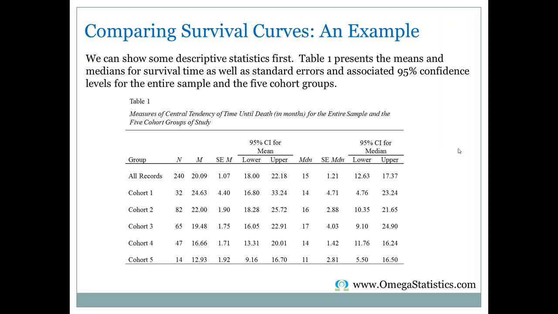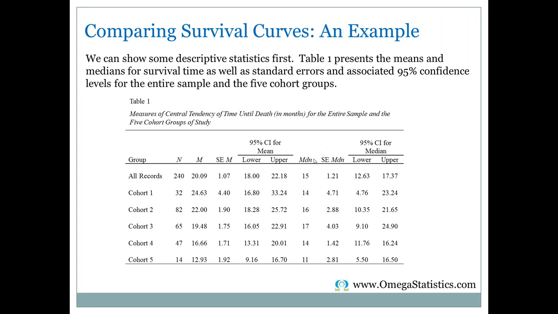This table has means and medians for survival time. So here's all our records that had an event. These are only the ones that had the event, death. So there were 240 records that had a death. There's our means, standard errors of the means, and we have our confidence intervals. And the median is really what we like to use in these kinds of tests, and I'll tell you about that in a little bit as to why.